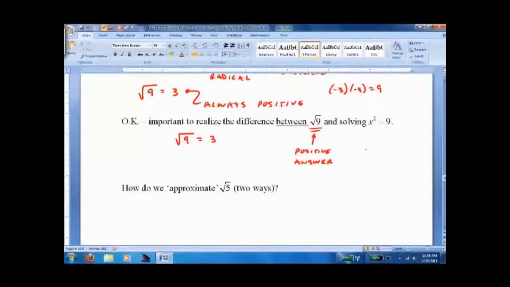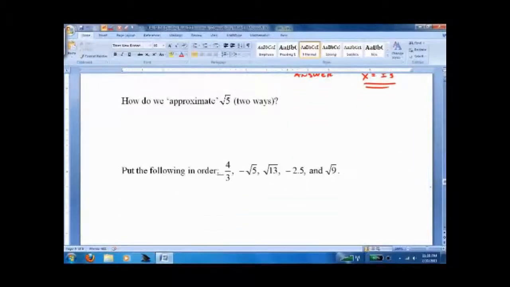By solving x squared equals 9, well, to do that, we take the square root of both sides. Now, we put the square root into the problem. So then we have to say it's plus or minus 3. We'll get lots of practice on that. It all depends on how the problem is set up, but it's just something to be aware of for the time being. So how do we approximate root 5?